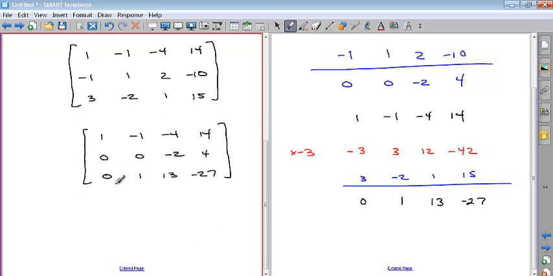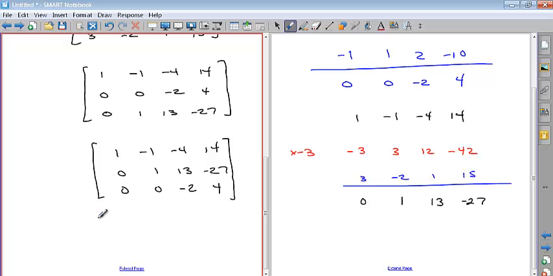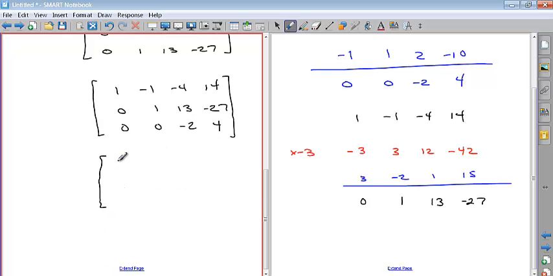Now, all I'm going to do is switch the second and third rows, because this one has a 0 here. So the third row becomes the second row, and the second row becomes the third row. Okay. Next, what I'm going to do is divide the third row by negative 2.